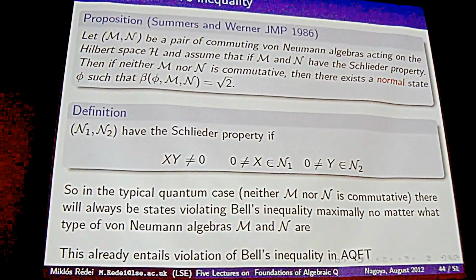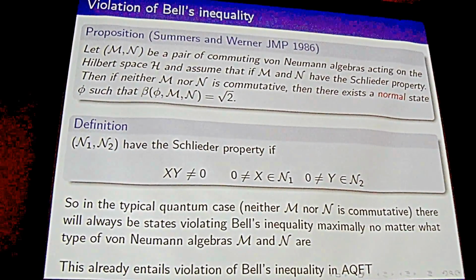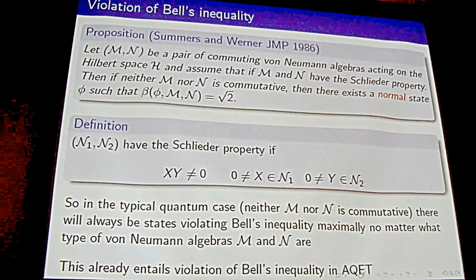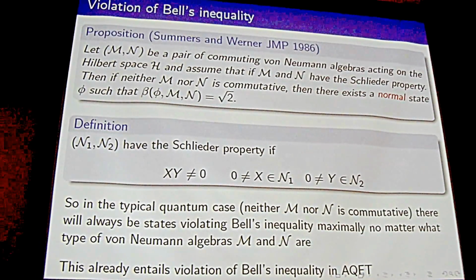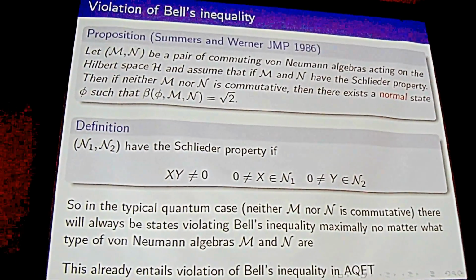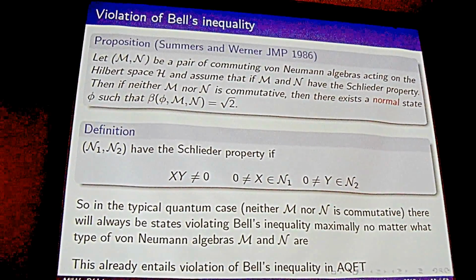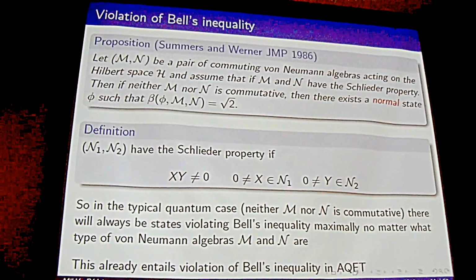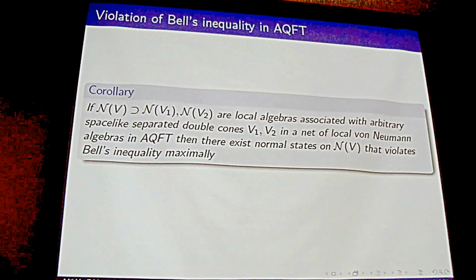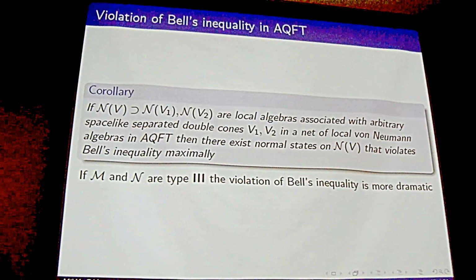So this already entails violation of Bell's inequality in quantum theory, as I'm sure you anticipate, because if you have a net and if you have two von Neumann algebras associated with space-like separated spacetime regions, they are not commutative. The CCR algebra is not commutative. Then there will be states across these space-like separated local observables which violate Bell's inequality maximally. So this result already entails the violation, which is stated here on this next slide for completeness.